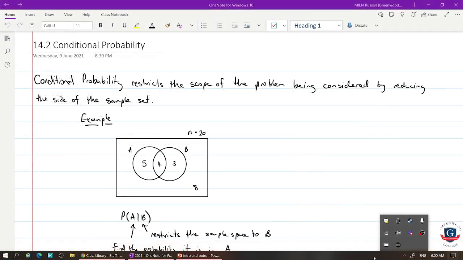Hi everybody. Today we're going to have a little look at conditional probability. It's quite a short look at it. It's a big topic. Let's start with what conditional probability is. It's something that restricts the scope of a problem being considered by reducing the size of the sample set.